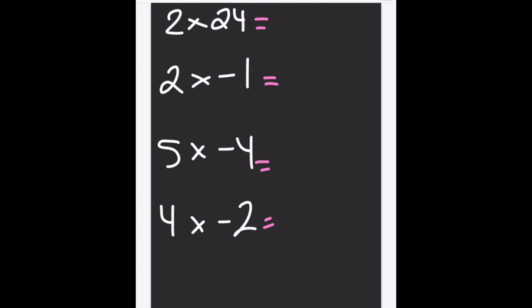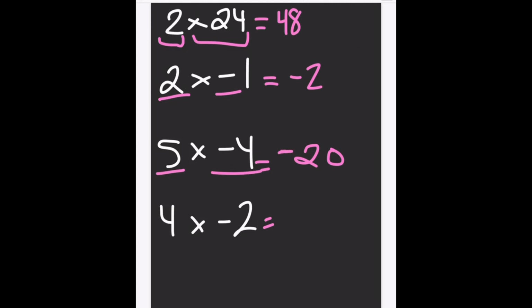I'm assuming you paused this video and answered all the questions. Let's go over them. Both signs are positive, so we're going to have a positive number, and our number is 48. Now we have a positive and a negative. 2 times 1 is 2, but this time we have to have that negative sign. 5 times 4 is 20, but since this is positive and this is negative, the answer is negative 20.